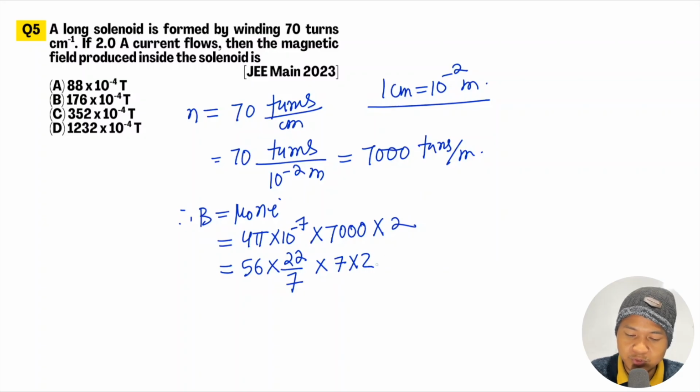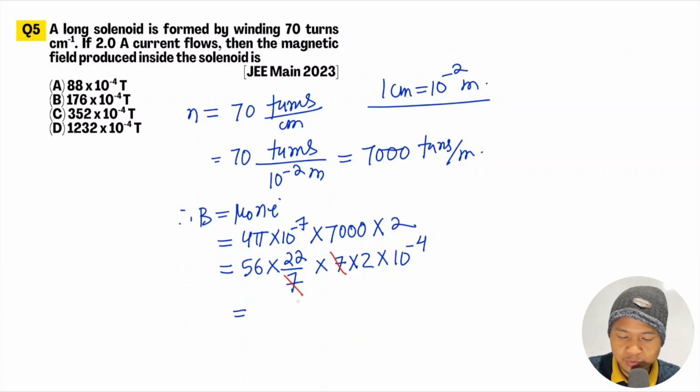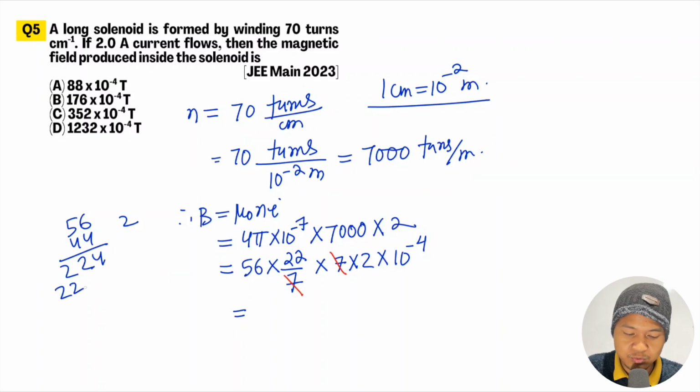7 into 2 into 10 power minus 4. So 56 into 22 into 2 to 2 are 4. So 56 into 40. 4 6 are 24, 4 5 are 20. So 2 2 4. So 2 4 6 4.